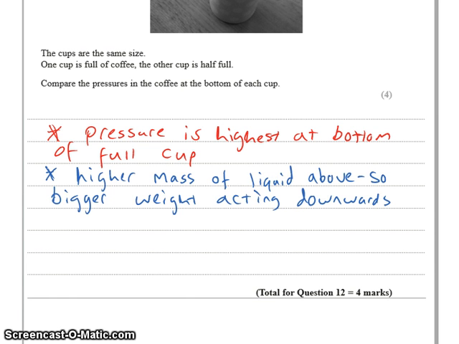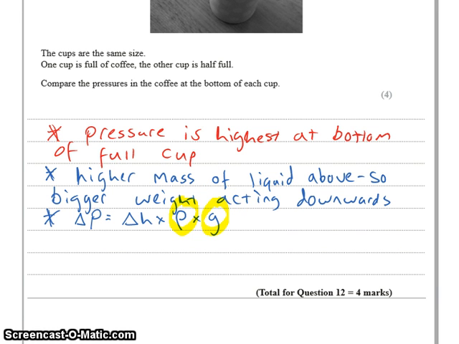full cup. Now the reason for that is that we've got a higher mass of liquid above it in the full cup, and so you've got a bigger weight of water acting downwards. Now hopefully you can remember this equation. The change in pressure as you go down and under the surface of a liquid is equal to the change in height times the density of the liquid. Okay, that's the symbol here, rho, times g, which is the gravitational field strength.